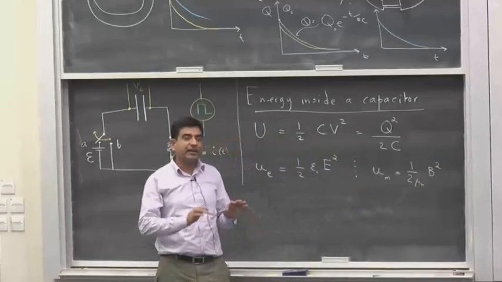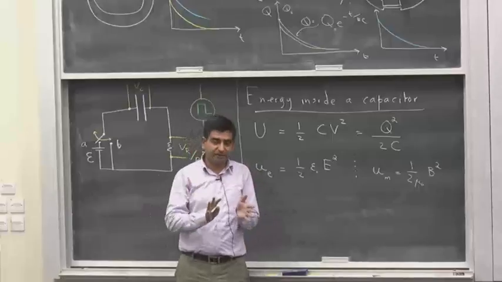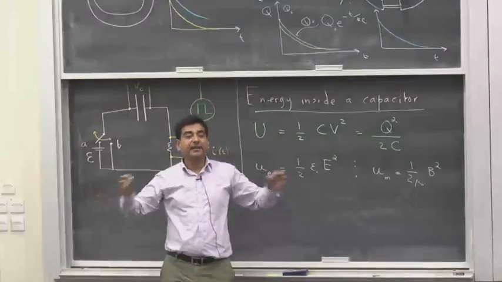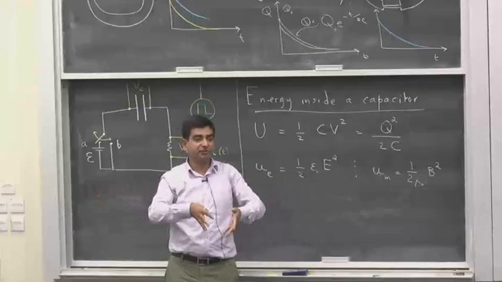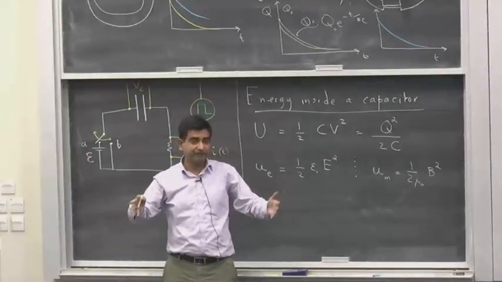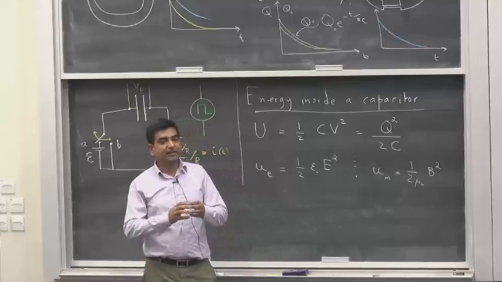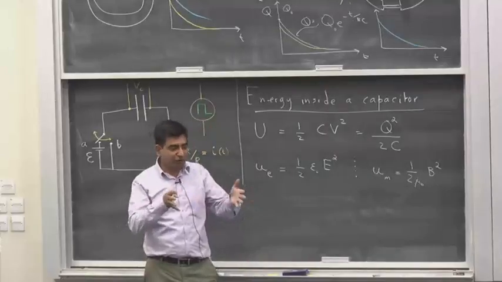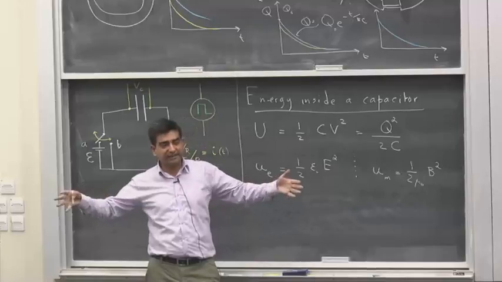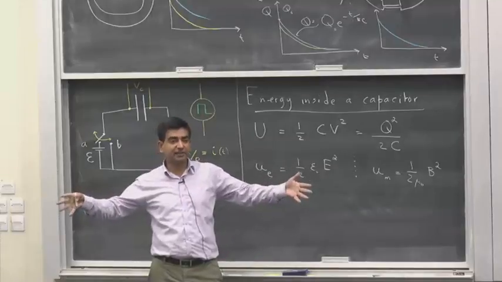But the key point is that whenever we have an electric field, whether it's inside a capacitor or in free space, it stores energy. Whenever we have a magnetic field, it stores energy. It's just like an elastic string. You have a string, you compress or you relax or you extend the string, it stores elastic energy.